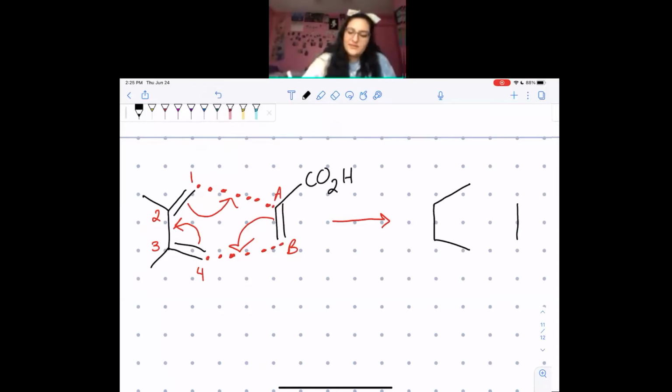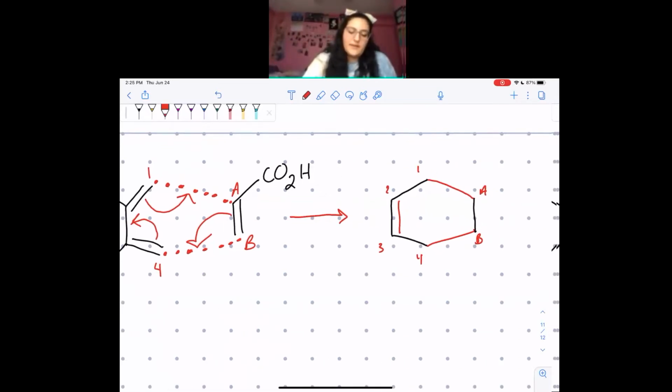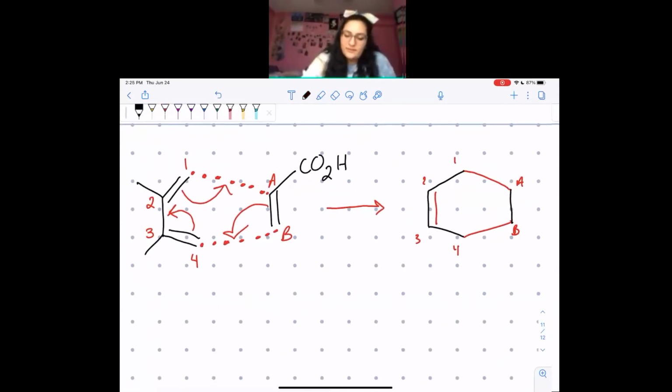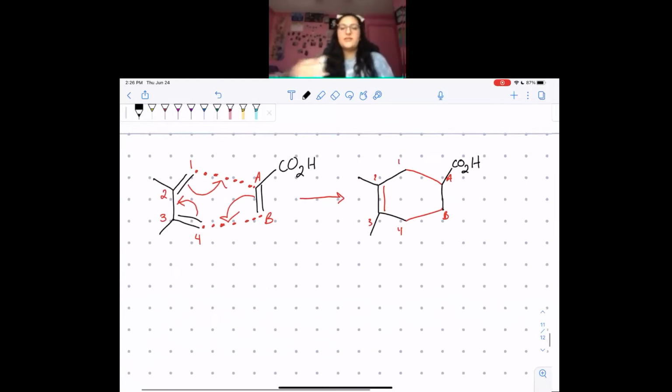These are the bases. So the red is the new bonds that we made. The black is like the skeleton of the diene and the dienophile. And now we go in and add our substituents. So 1, 2, 3, 4, A, B. Our substituents are a methyl on 2 and a methyl on 3. Bam, bam. And we also have a CO2H on A. So this is our final product.